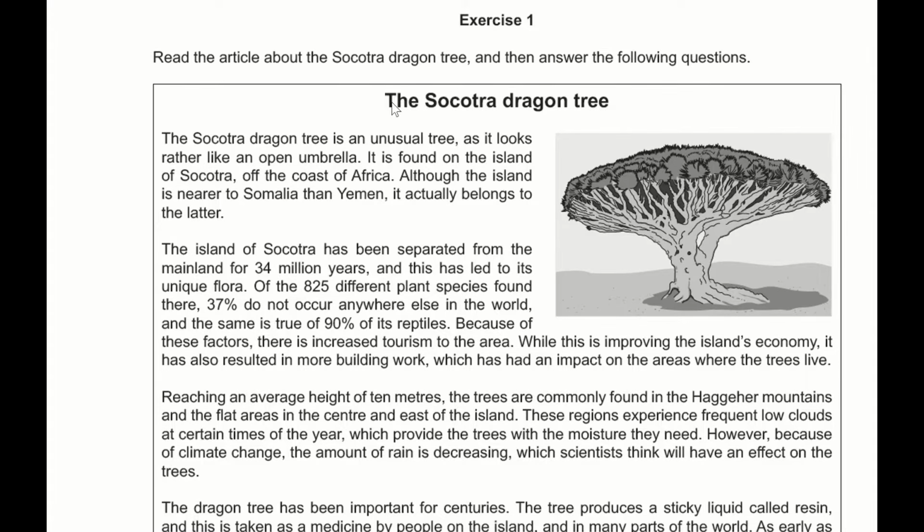So what we're going to do now is go through that together. I'm going to read the title, look at the picture, and then go through the first sentence of every paragraph. And I usually tell my students to do this within 60 seconds, just to give them an idea of what the text is about. So, the Socotra dragon tree. This is a picture of a tree. I'm assuming it is the Socotra dragon tree. It looks quite exotic, quite unusual.